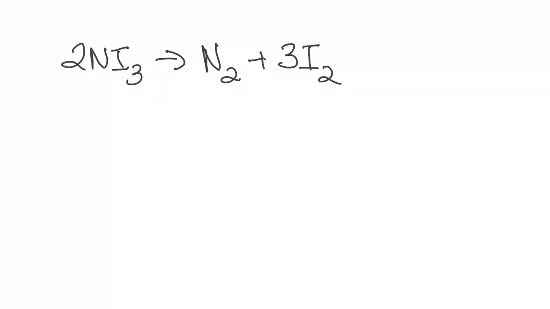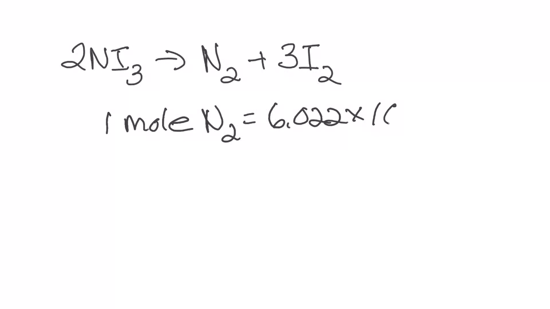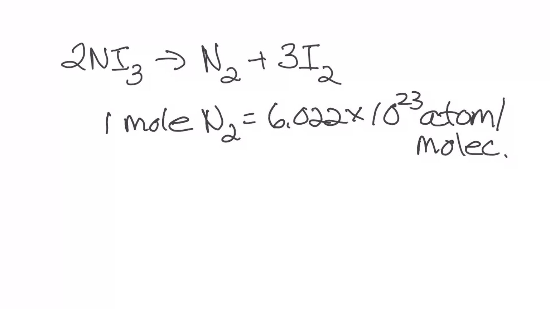So at the beginning of the year, we talked about the atom. So we learned that 1 mole of anything, so we could say 1 mole of nitrogen, for instance, equals 6.022 times 10 to the 23rd atoms or molecules. So this is called Avogadro's number, and we used it to solve some problems. But you should know that 1 mole equals 6.022 times 10 to the 23rd.